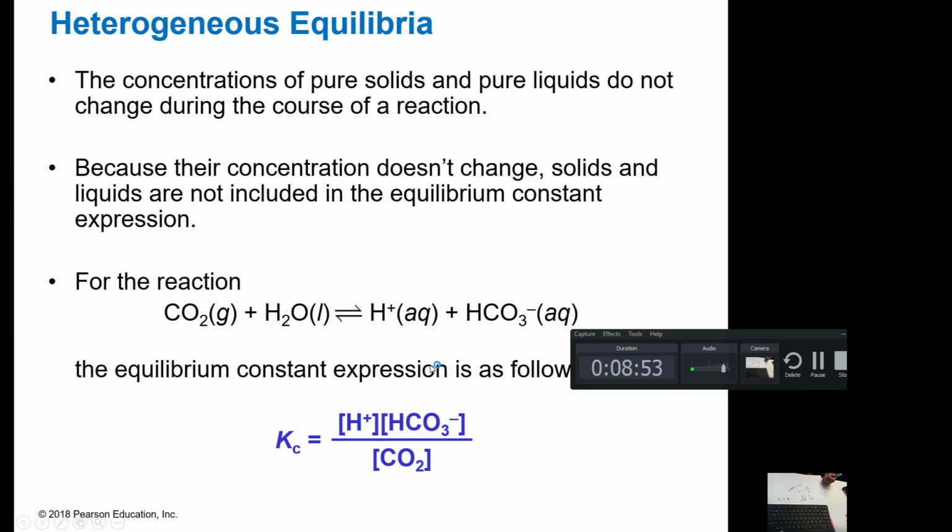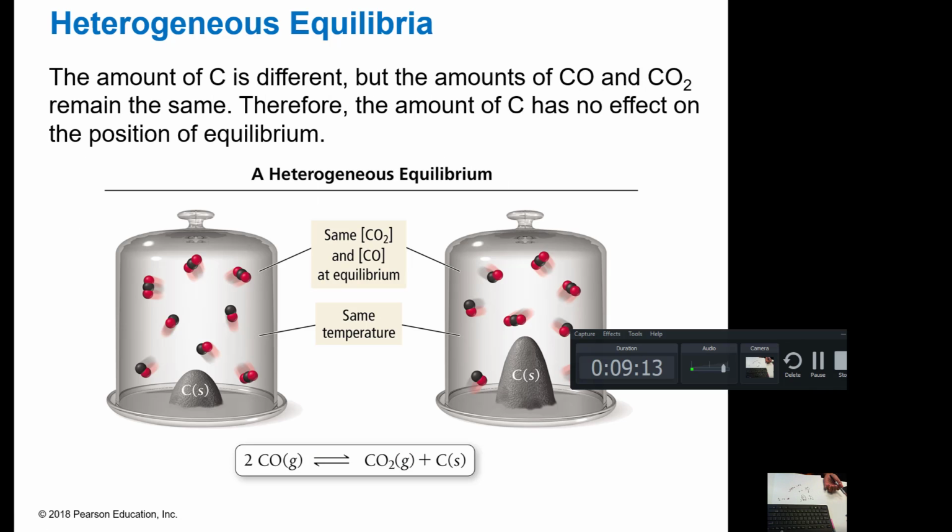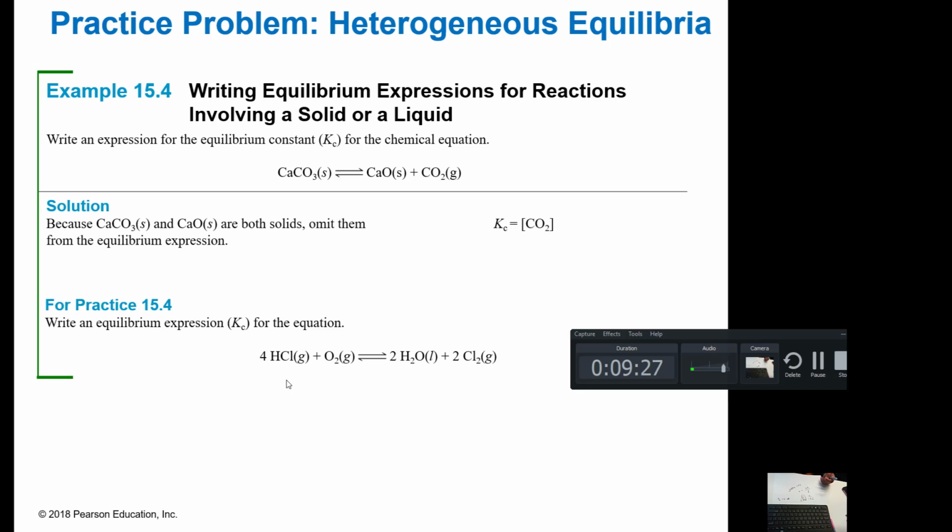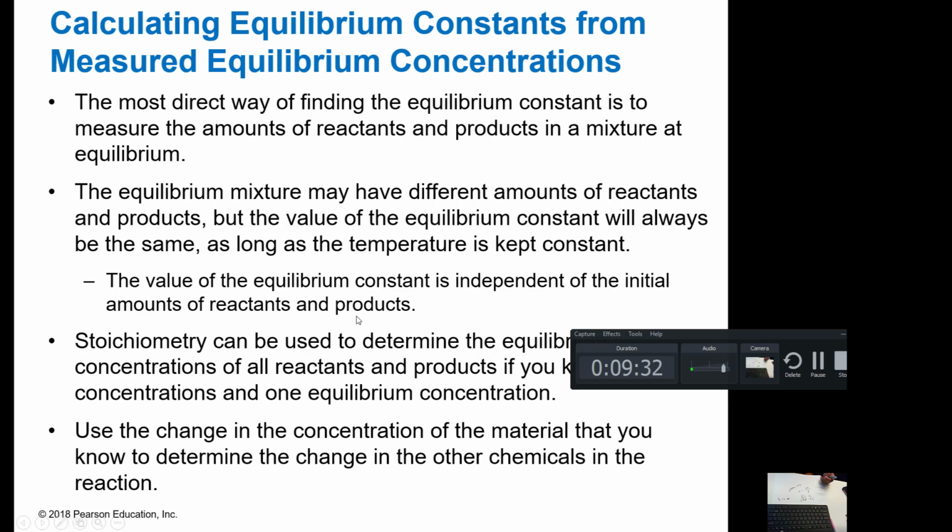And then heterogeneous equilibria: we only use concentration if it is in aqueous form. So you can write the equilibrium constant for the gaseous form, H plus, carbonate ion, carbon dioxide gas, but not for the water, because it's a liquid, so we don't have to include its concentration, same as for solids. If you have this one, we don't take it into the equilibrium expression, because this is heterogeneous. Solids are not included in the equilibrium constant equation. See, we only write carbon dioxide gas, not this one, because it's a solid.